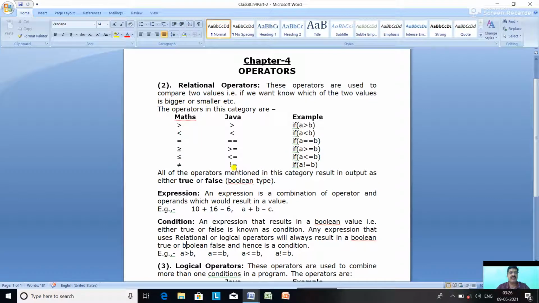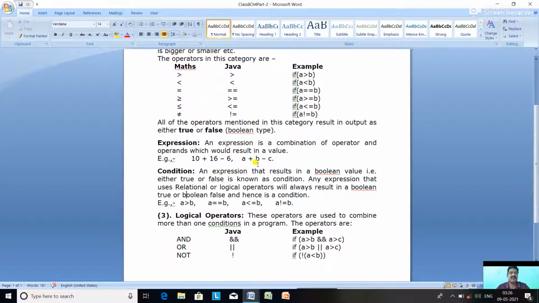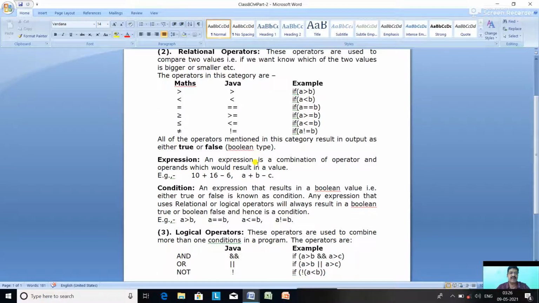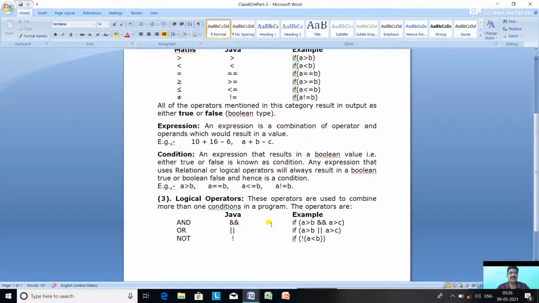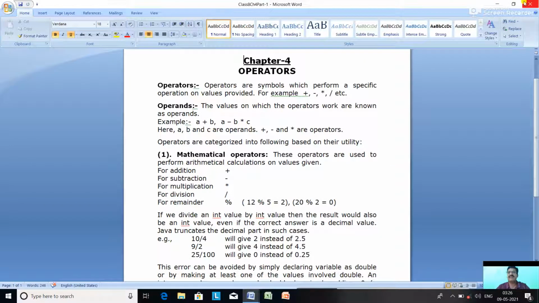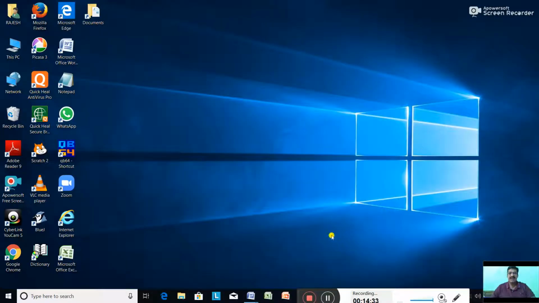We have discussed till now relational operators, mathematical operators, and in today's class we discussed logical operators, what a condition is, and what an expression is. So today this much only. You learn these definitions and practice the output. Thank you.